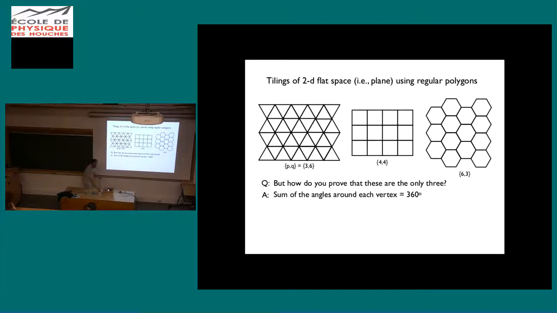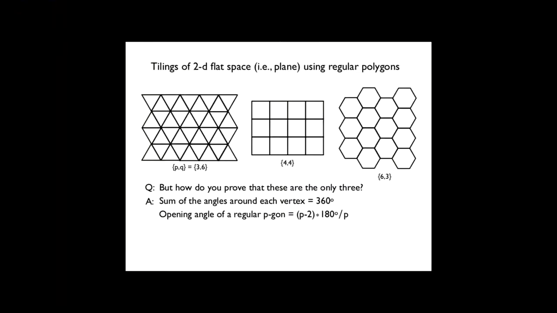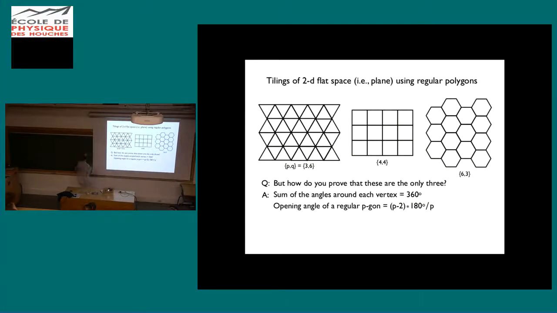Does anybody know? Okay, so you know here it's 60, right? This is 90, this is 120. Well, the opening angle of a regular P-sided polygon is this, right? And you can see that by just taking the polygon and dividing it up into triangles, right? So this is a five-sided figure. You divide it up into three triangles, each of which has 180 degrees. Right, so it's P minus 2 times 180, then divide by P, okay?